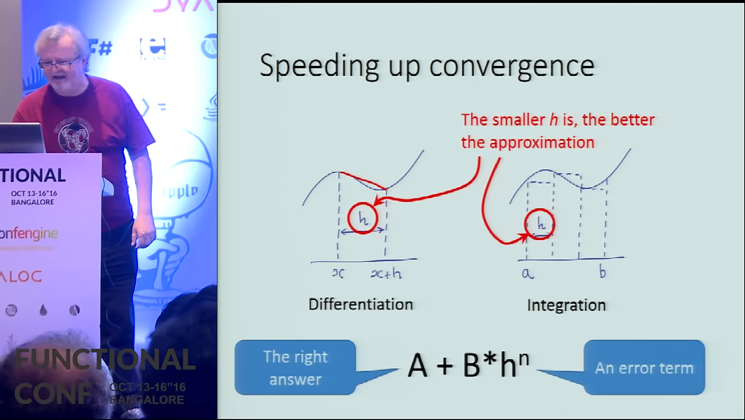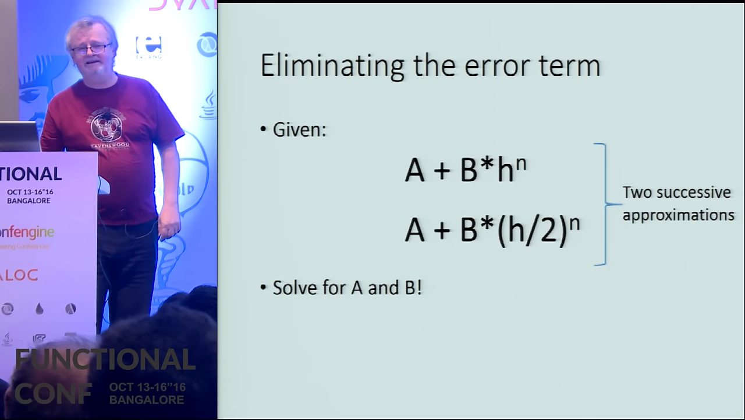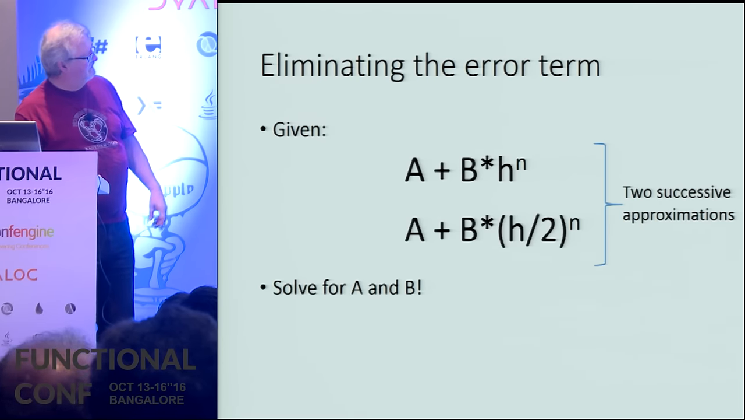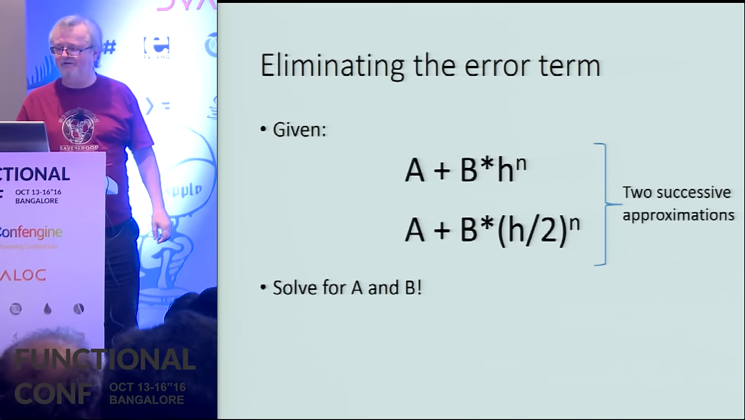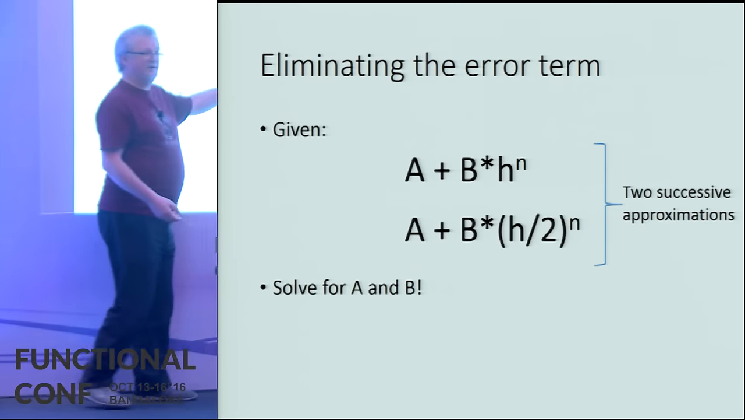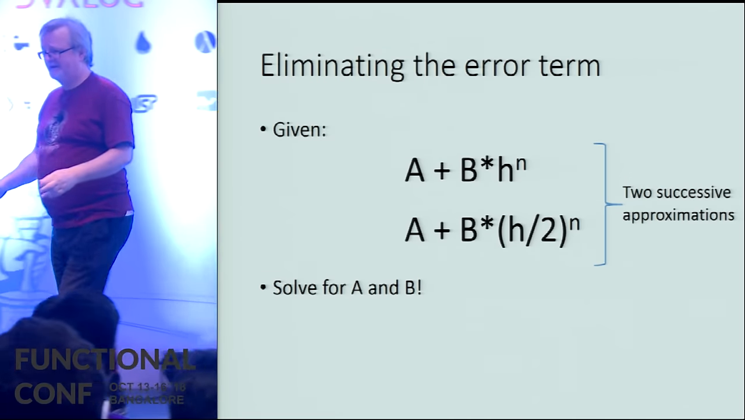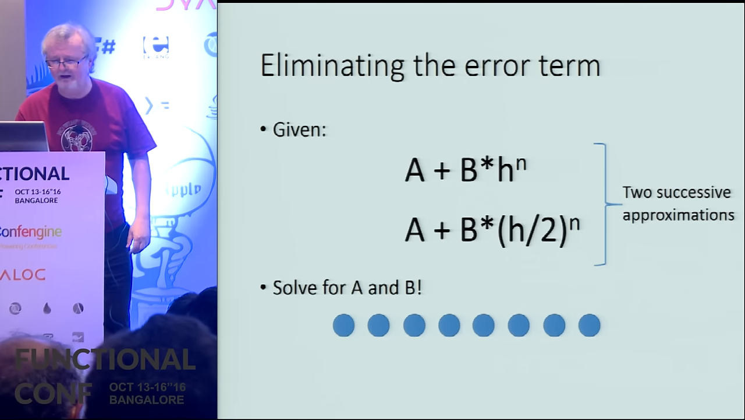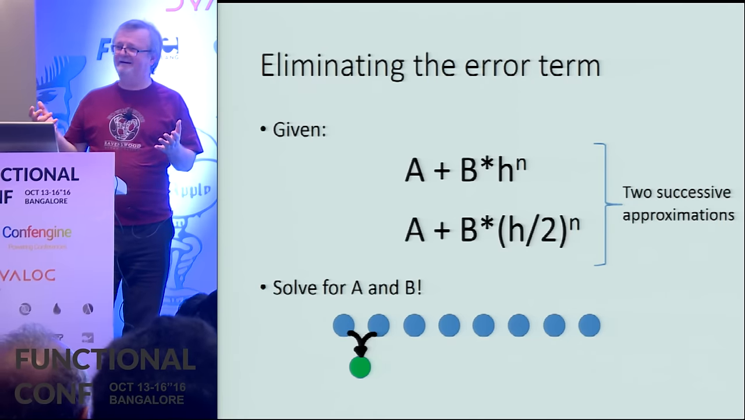So suppose we take two successive approximations. Now we've got two values. We know what h is in each case. We've got two simultaneous equations for a and b. We can just solve them, right? And if we solve them, what do we get? Well, we get b, which we don't really care about, but we get a, which is the right answer. So we can take a sequence of approximations and just take the first two and compute the right answer from them. Who needs the rest of them?